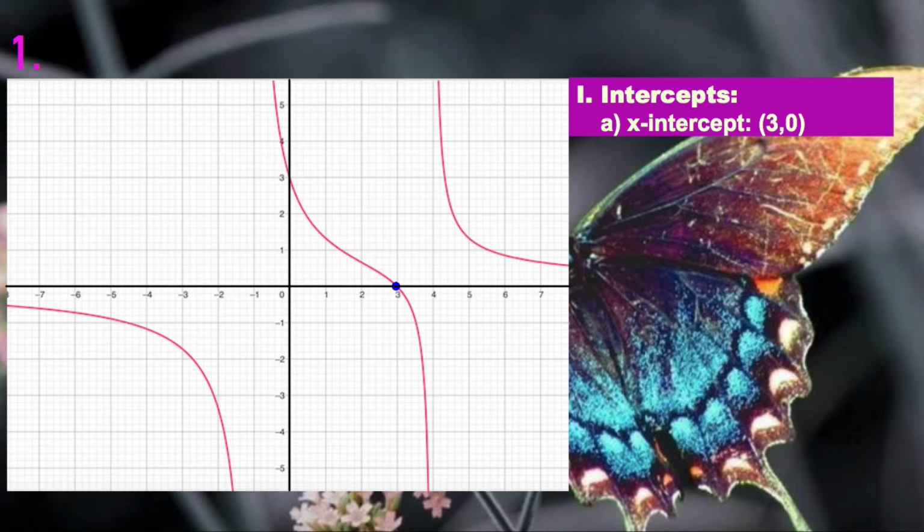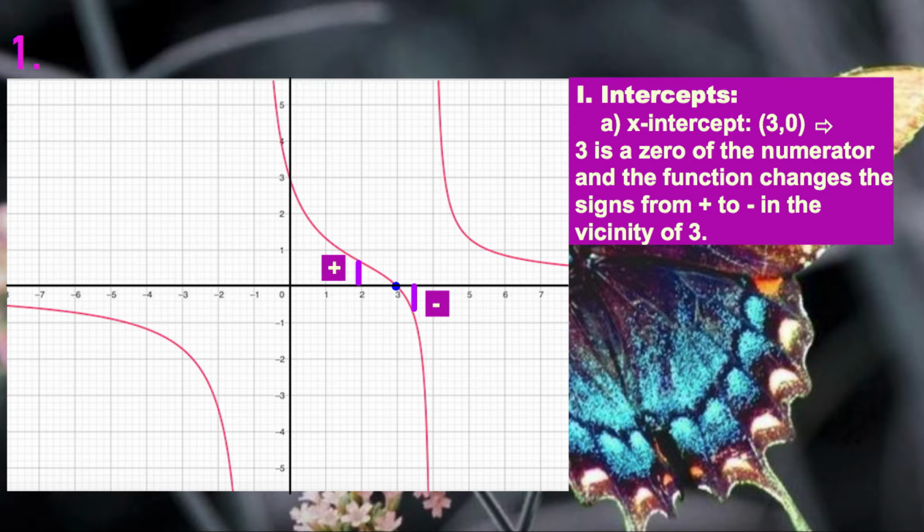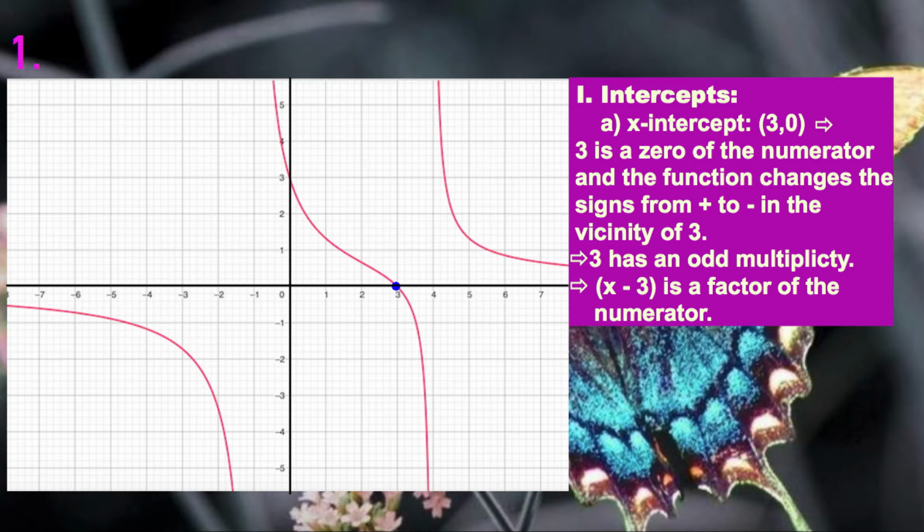We can see an x-intercept at point of coordinates (3, 0). 3 is a zero of the numerator because of that. And the function changes the signs from positive to negative in the vicinity of 3. Thus, 3 has an odd multiplicity. x minus 3 is a factor of the numerator.